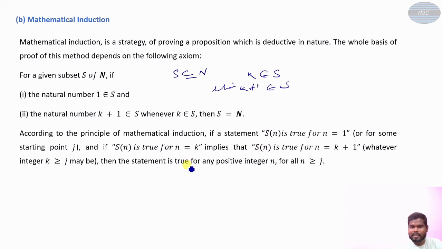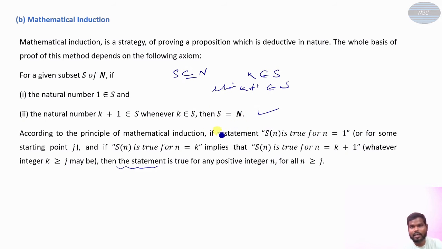Then the statement is true for all positive integers n, because in the second point we got this sentence: if k is a natural number and k belongs to S, then k plus 1 belongs to S, because if you add 1 to k, you get k plus 1, that also belongs to S. In this way, if you go on, we get S equal to n.